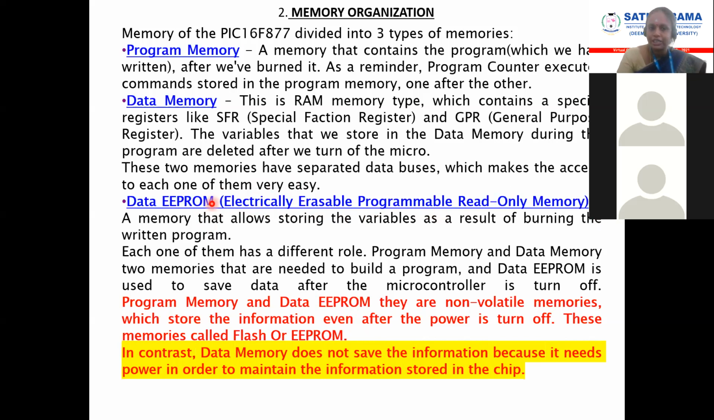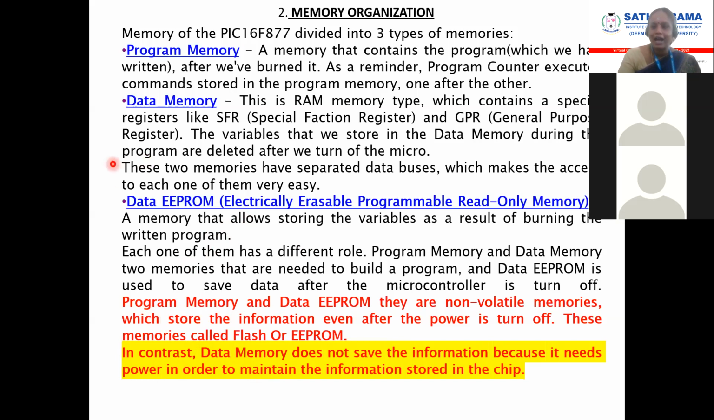So we have to understand that we have program memory with ROM, data memory with RAM, and data EEPROM. These two are non-volatile memory, and this data memory is a RAM type, so it's not a non-volatile memory. So obviously, if I want to save the data, the power should be maintained, otherwise my data will not be saved in that particular memory.